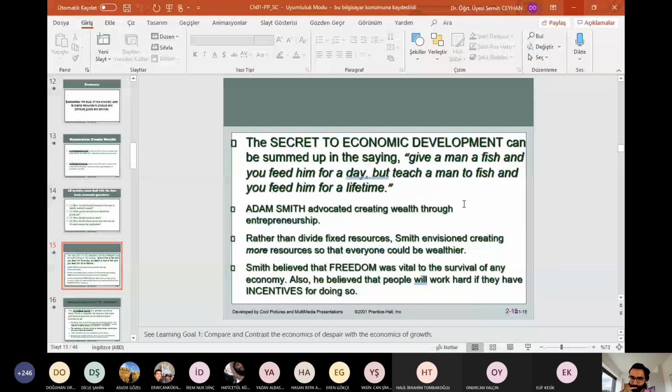So there are many theories on economic development. Adam Smith is one of the most famous who talked about this.